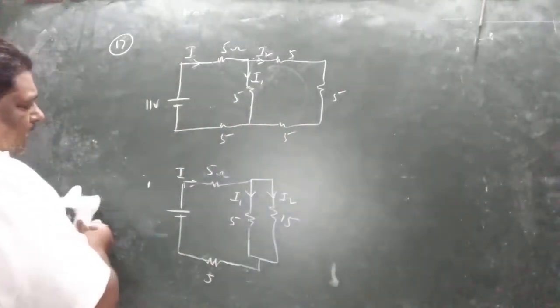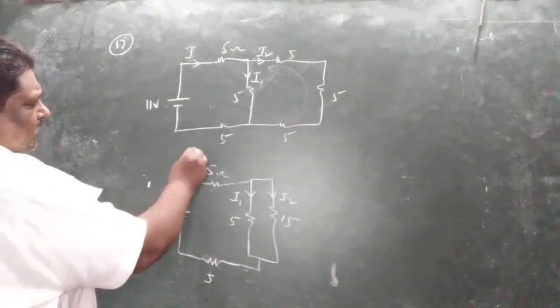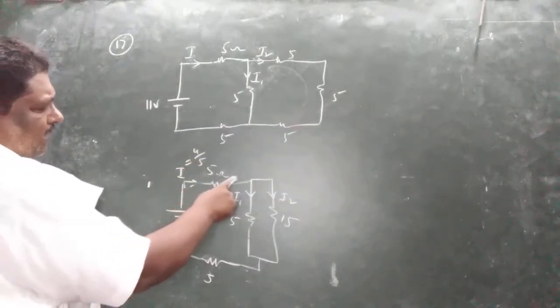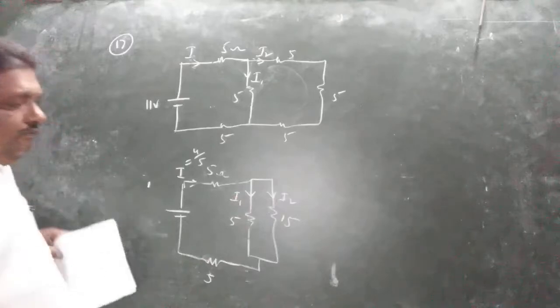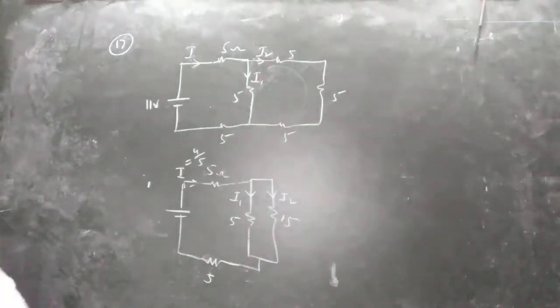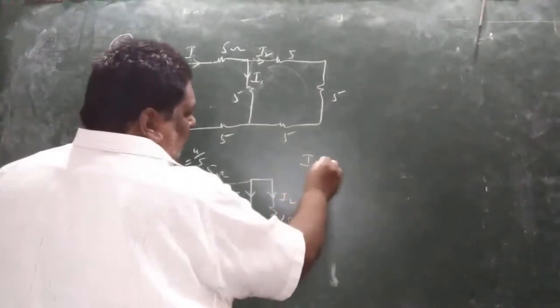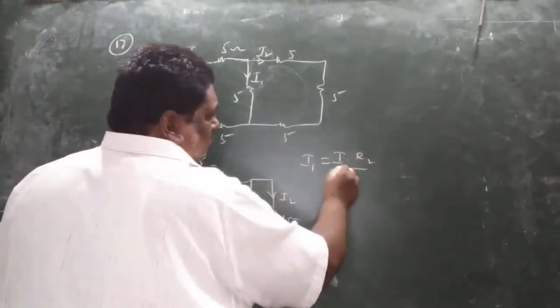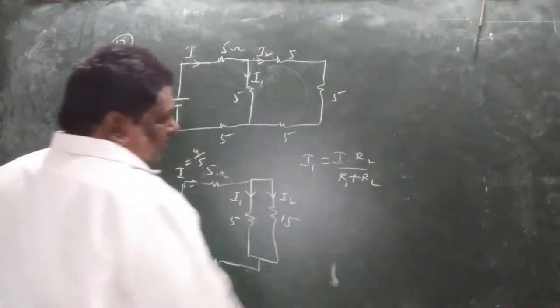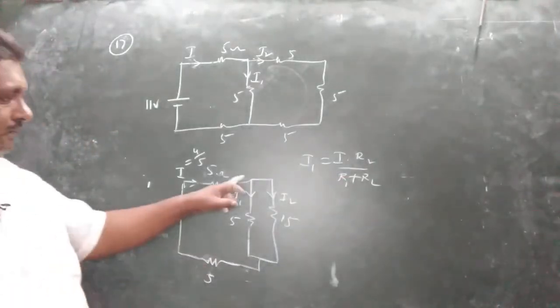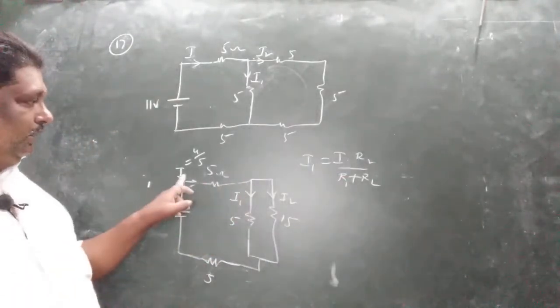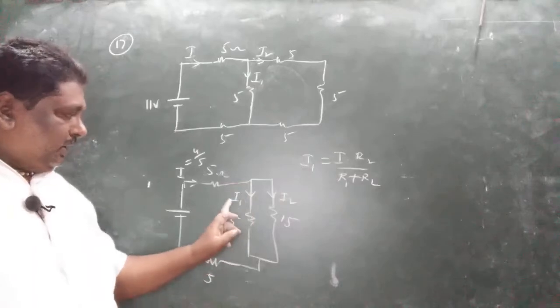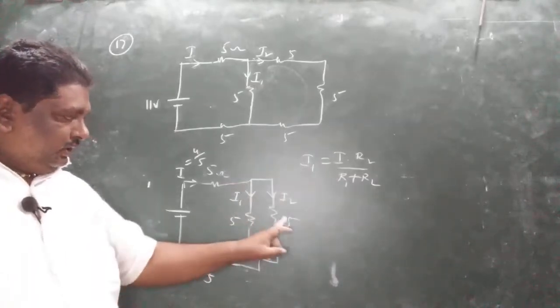Okay. Here, 4 by 5 amperes of current is entering, dividing into I1 and I2. What is the formula for I1? I1 is equal to the total current I into the opposite resistance by the total resistance.